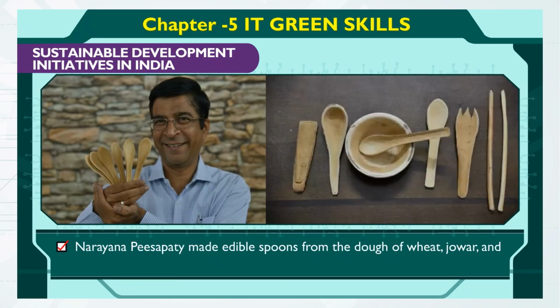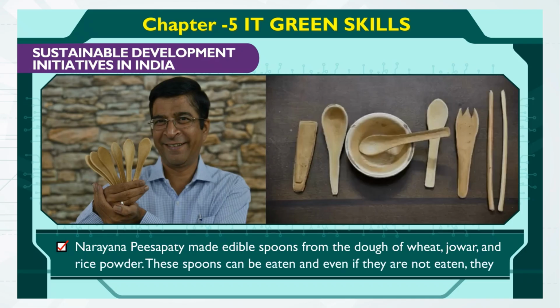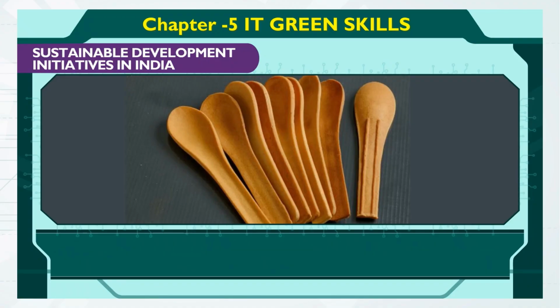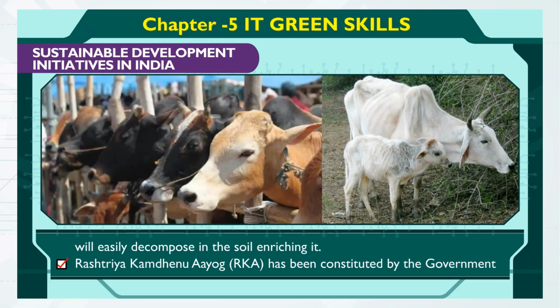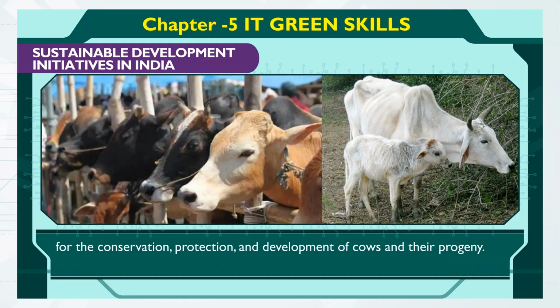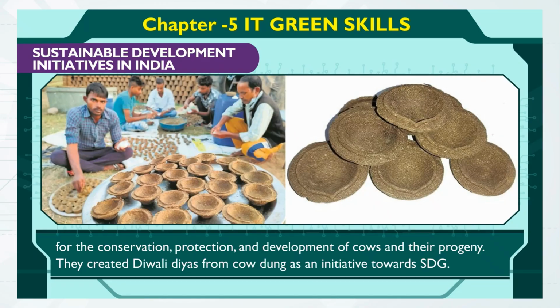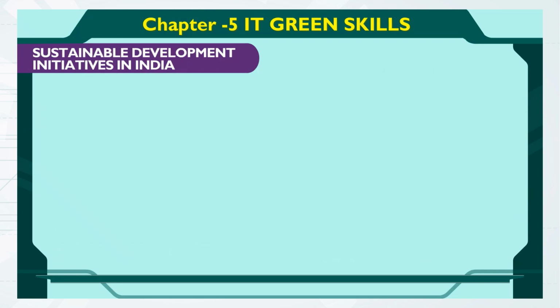Narayana Pisapeti made edible spoons from the dough of wheat, jowar and rice powder. These spoons can be eaten, and even if they are not eaten, they will easily decompose in the soil, enriching it. Rashtriya Kamdhenu Aayog (RKA) has been constituted by the government for the conservation, protection and development of cows and their progeny. They created Diwali diyas from cow dung as an initiative towards SDG.